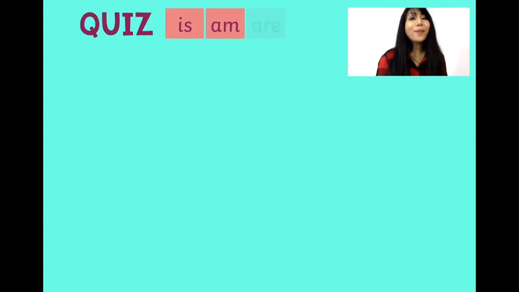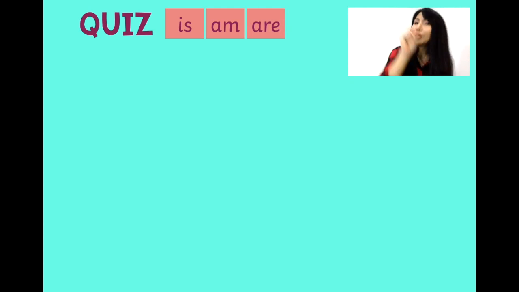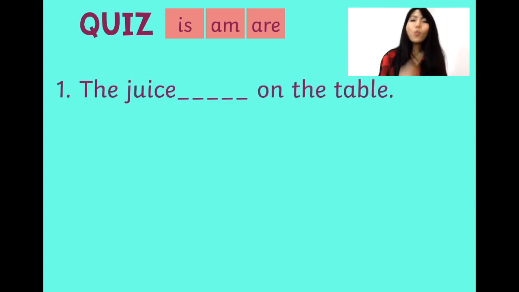Let's do a little quiz. Is, am, are. You need to choose these words, choose only one in sentences. Number 1, the juice on the table. What is your answer? Is, am, or are? It is going to be the juice is on the table because juice is uncountable. We cannot count juice. We have to put juice in the glass or in the cup.